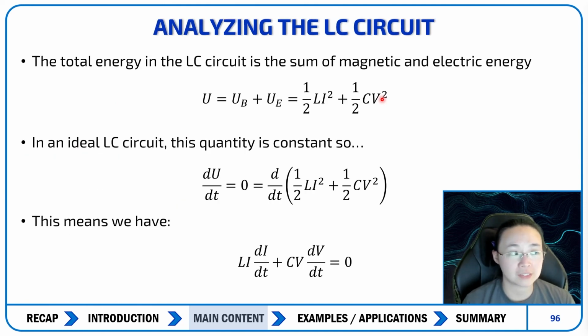So to do this analysis, the total energy in the LC circuit is going to be the sum of the magnetic and electric energies. We have two equations for that from before, so we can just write them out. In an ideal LC circuit, this is going to be conservative, so that means if we derive it, then the change is going to be 0. So we set it to 0, and then we derive these two terms, and we get this equation.